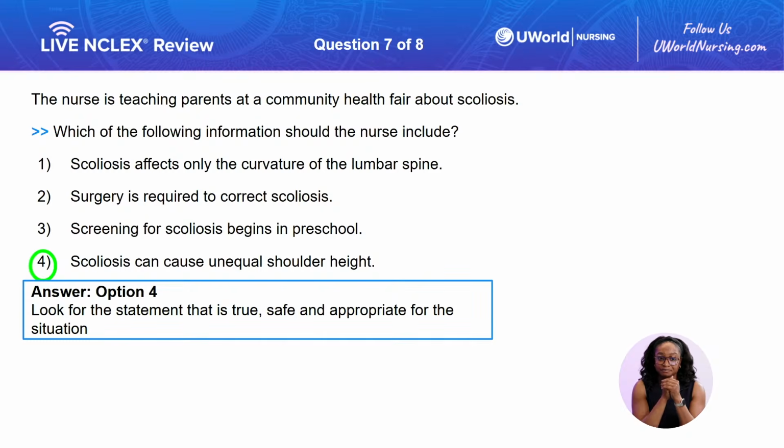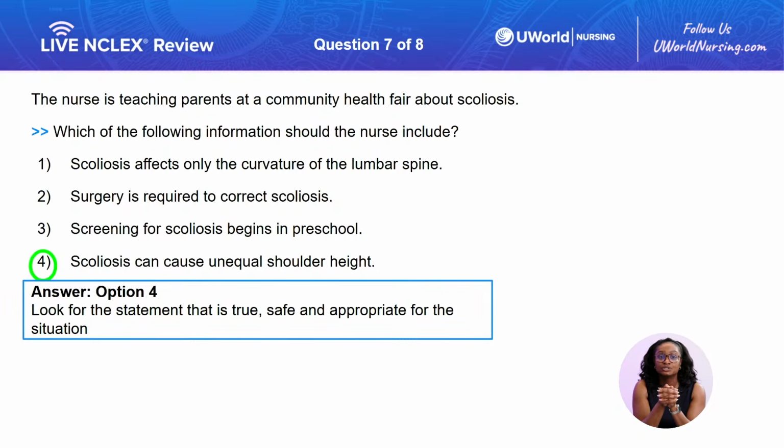So option 1, scoliosis affects only, there's that definitive word, the curvature of the lumbar spine. This is incorrect. While yes, it affects the lumbar spine, it also affects the shoulder height and the hip height, and affects the thoracic and other bones in that lumbar spine. So not just only the curvature of the lumbar spine.